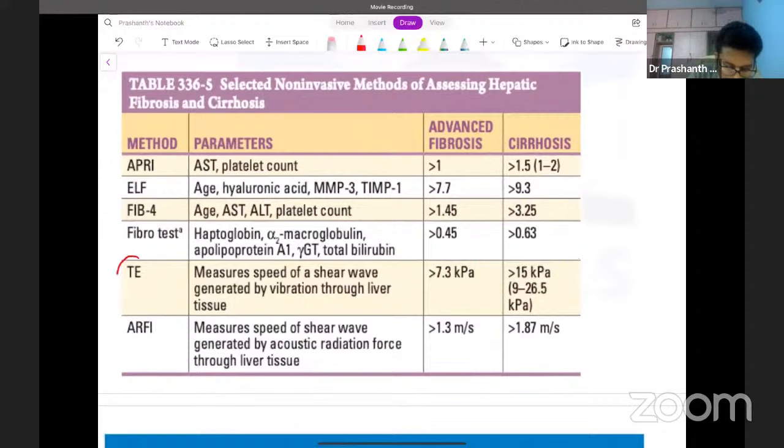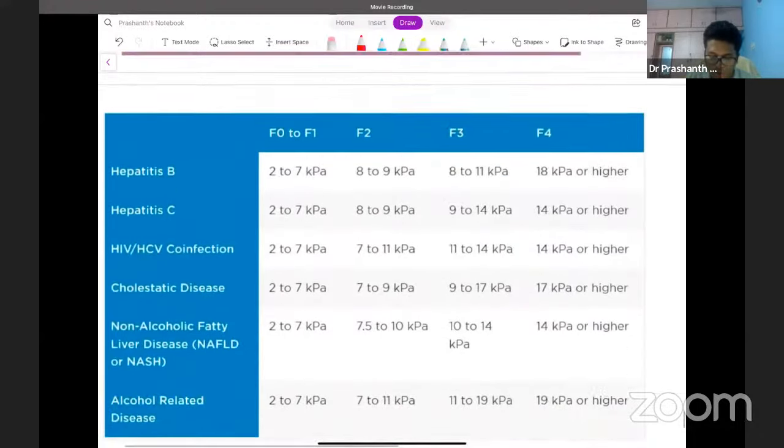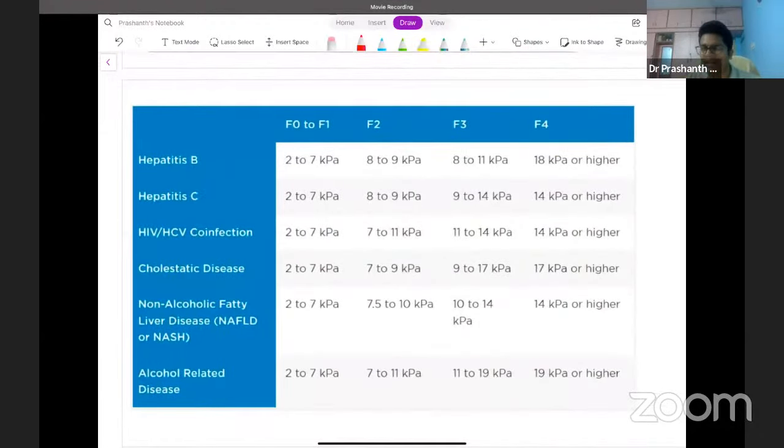So these are all different ways of measuring hepatic fibrosis and cirrhosis. When you use transient elastography, of which one is fibroscan, remember advanced fibrosis is when it is more than 7.3 kilopascals, and when it is more than 15, it is cirrhosis. These are two numbers which you should know. This is one more table with slight differences. In this question, they've asked about HBV, and you should know that more than 8 becomes F2 fibrosis. Okay.